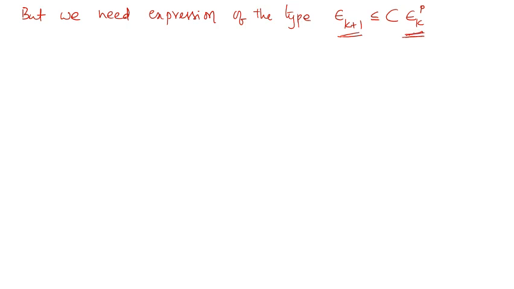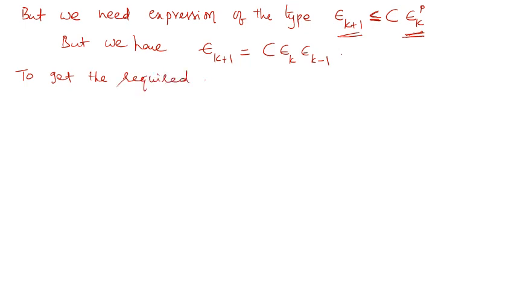But we need to determine the rate of convergence, we need an expression of the type. What is the type? It must be of what type? Epsilon k plus 1 less than or equal to c into epsilon k power p, with modulus. Okay, this should be only epsilon k, not epsilon k minus 1. Remember, k plus 1th stage here and kth stage only. But what we have? We have epsilon k plus 1 is equal to, so either less than or equal to c into, what is the structure we have? Epsilon k into epsilon k minus 1. But to get the required expression, we seek the relation of the form.